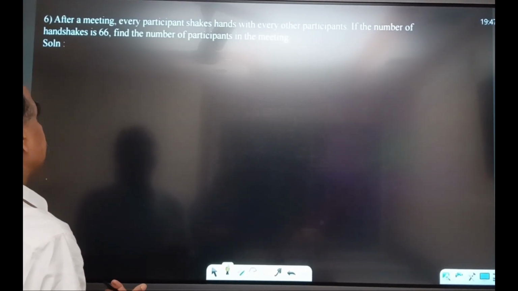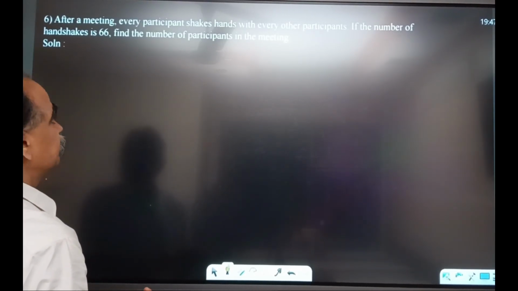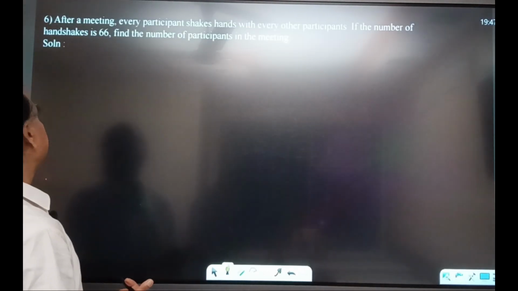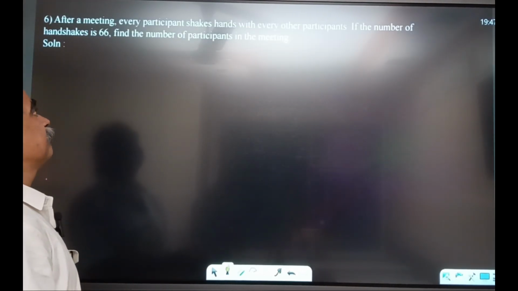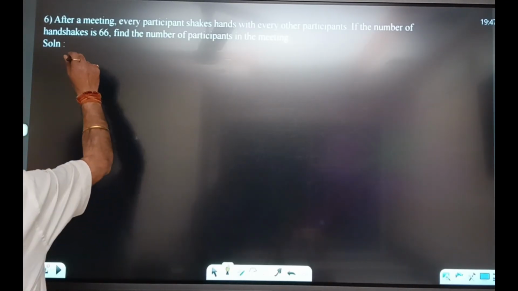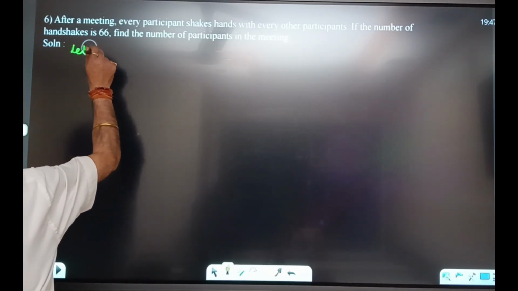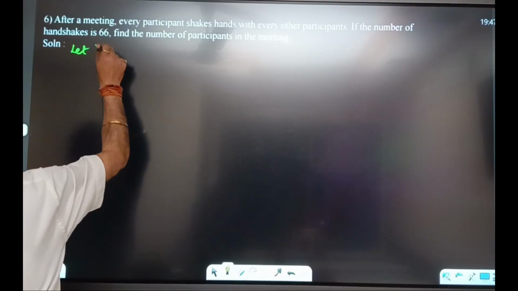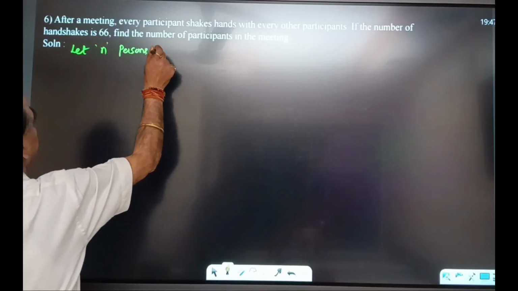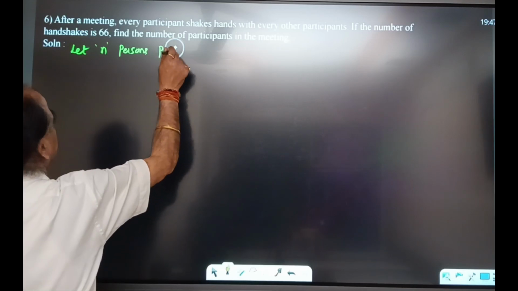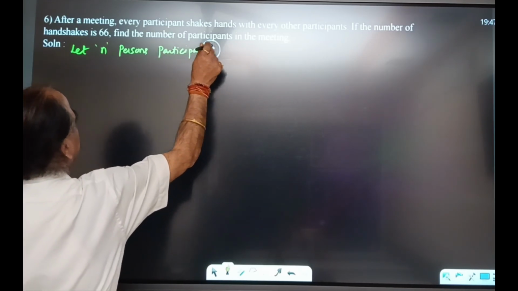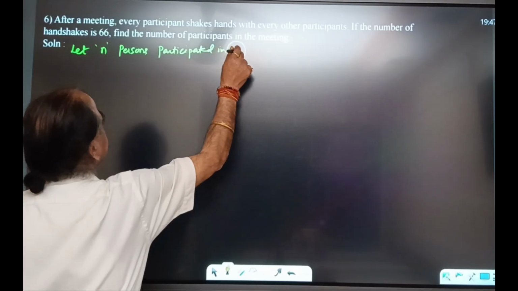After a meeting, every participant shakes hands with every other participant. If the number of handshakes is 66, find the number of participants in the meeting. Let n persons participate in the meeting.